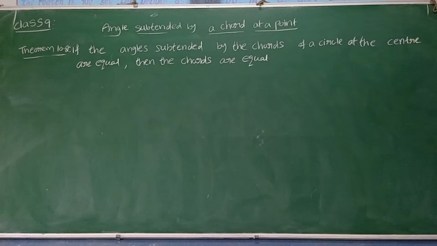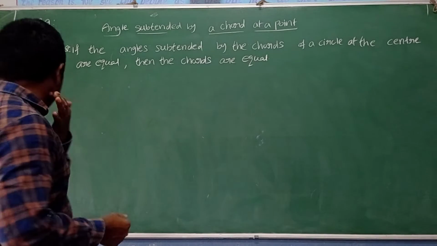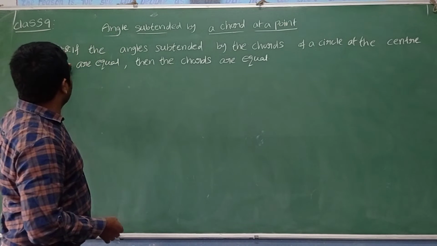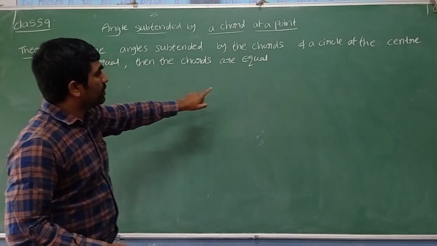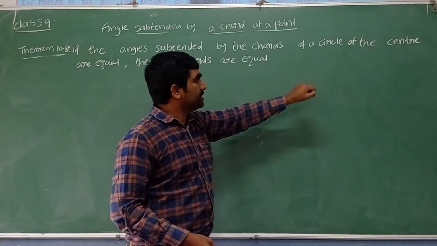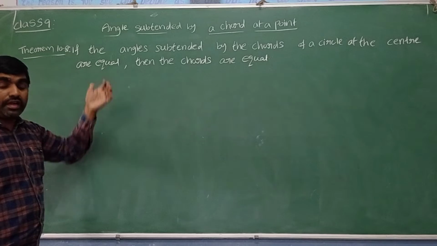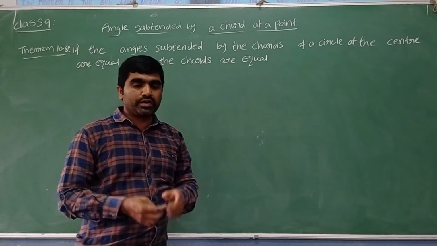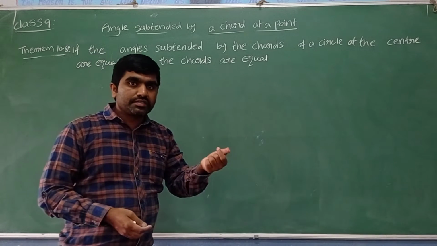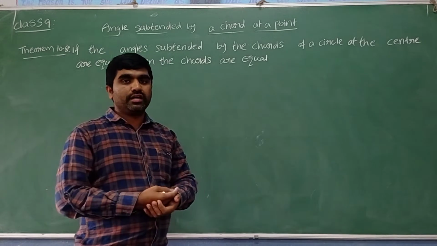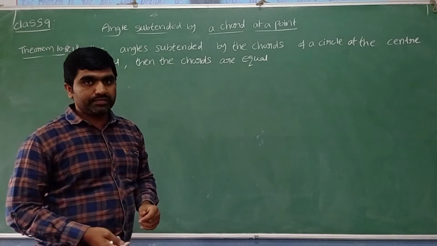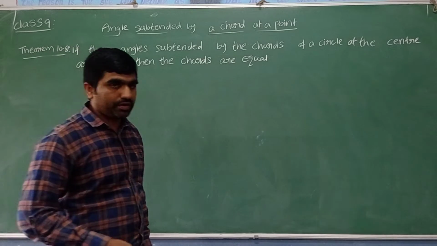Yes, children, let's see one more theorem. It is also based on length of the curve and angle at center. Here they said theorem 10.2. If the angles subtended by the curves of a circle at the center are equal, then they are asking to prove curves are equal. In the previous one, if the curves are equal, then prove angles are equal. Here if the subtended angles are equal, then prove that curves are equal.